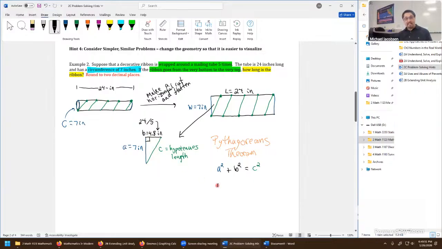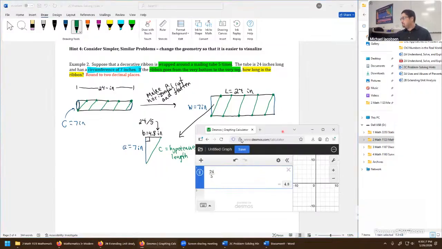So now we can start plugging in information. We can put in 7 squared. So that's the a squared part using the 7 inches plus 4.8 squared. So that's the other leg squared in the Pythagorean's theorem equals our unknown, which is c squared in this problem. Now we can throw this into the calculator.